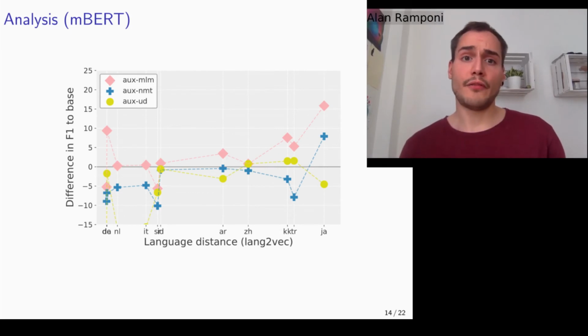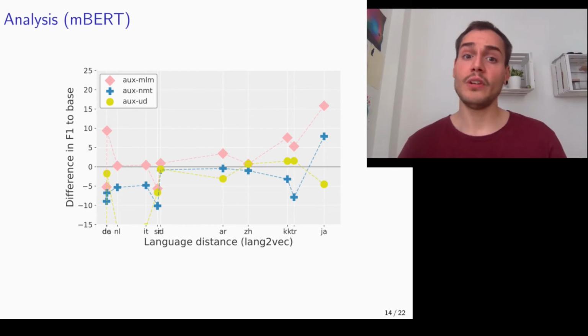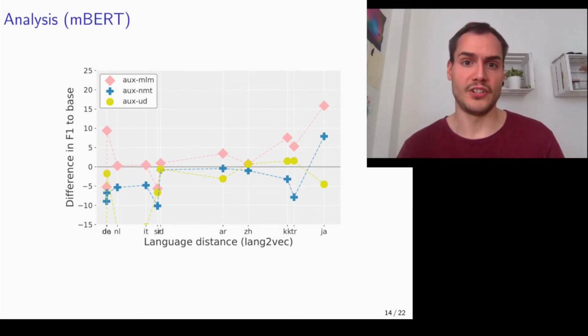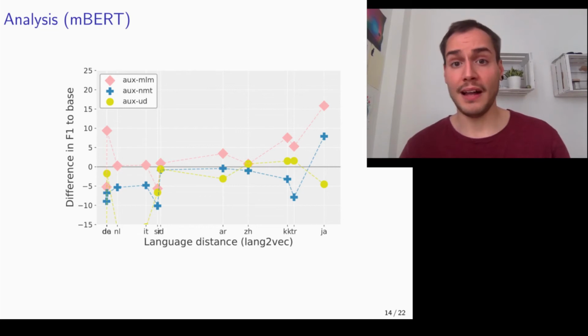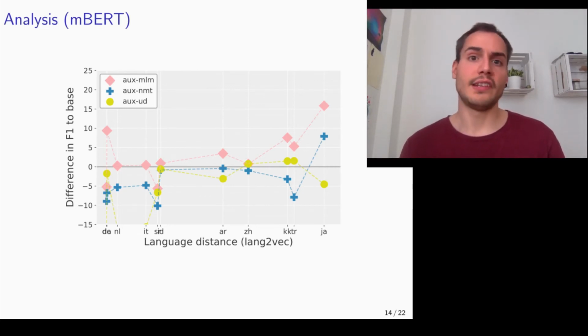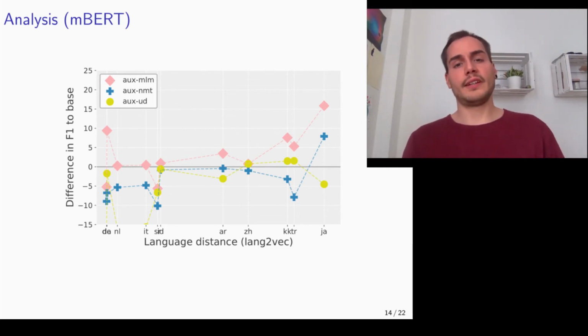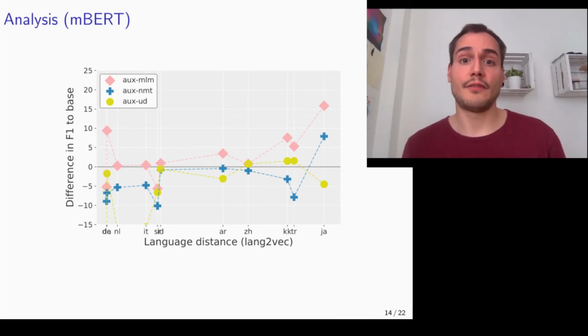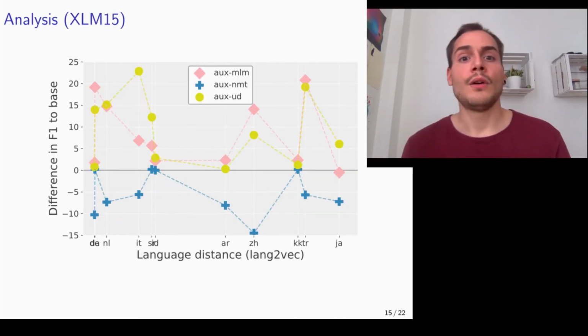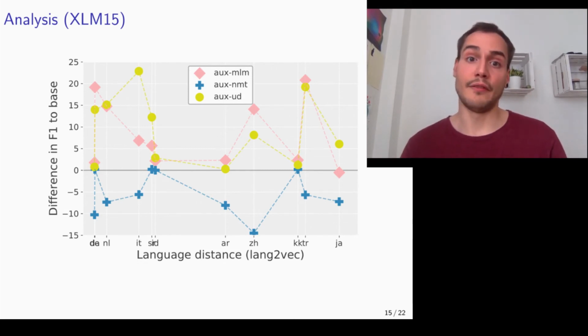We investigate the performance increase over baseline for each of the proposed auxiliary tasks with respect to the language distance to English. As we can see from this plot, masked language modeling, depicted in pink, is the most promising auxiliary task when using multilingual BERT as encoder. Most importantly, results for languages distant from English show even larger performance gains, as shown in the right part of this plot. We conducted a similar analysis using XLM15.